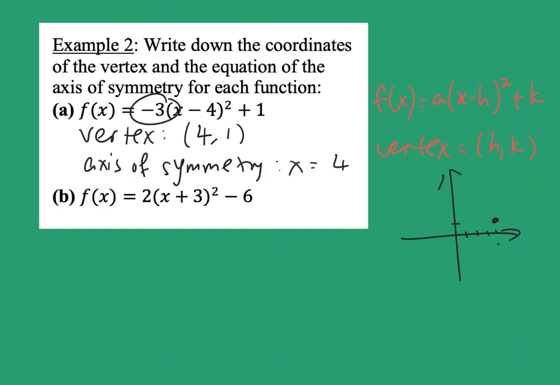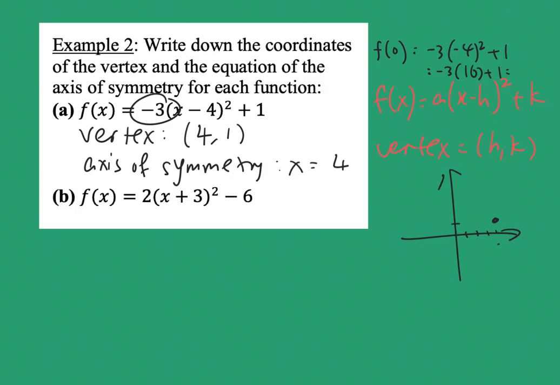The y-intercept will be when x is 0. So f of 0 would be negative 3 times negative 4 squared plus 1. So negative 3 times 16 plus 1.